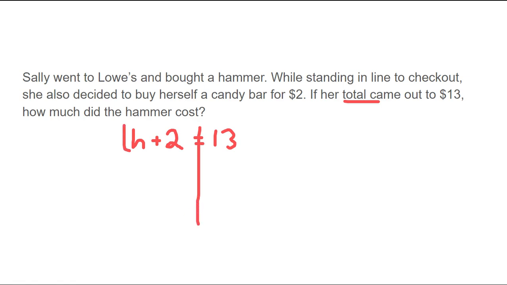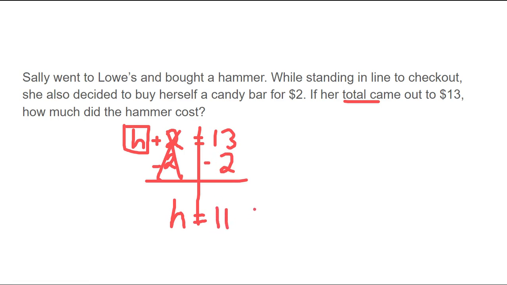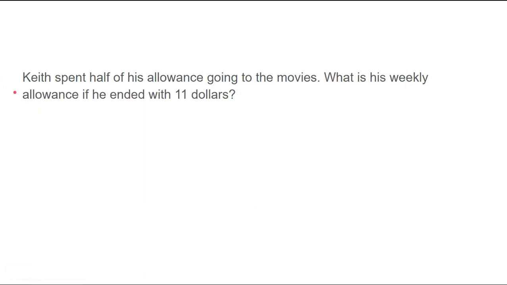Draw my river, box up my variable. I'm left with plus 2. So I'll do the opposite. I'm going to do minus 2. And then once I do that, cancel this out. H is by itself. And 13 minus 2 gives me 11. So then the hammer cost $11. Light work. All right, next.